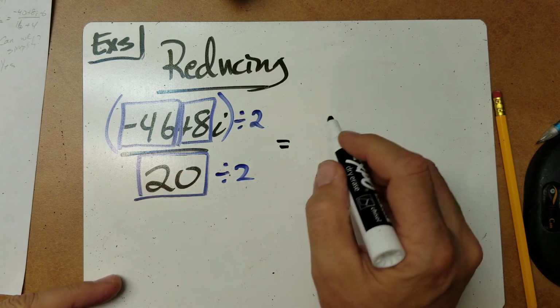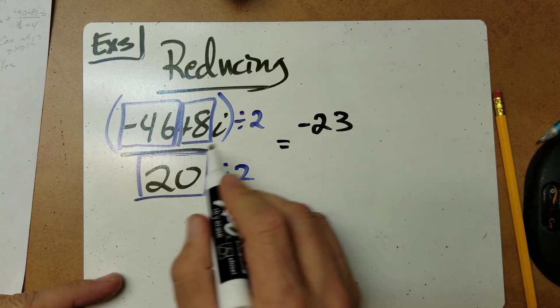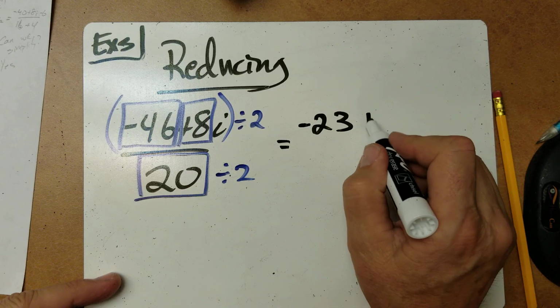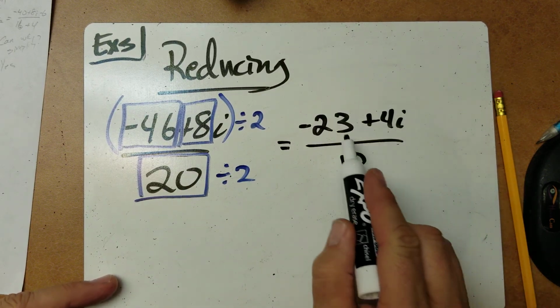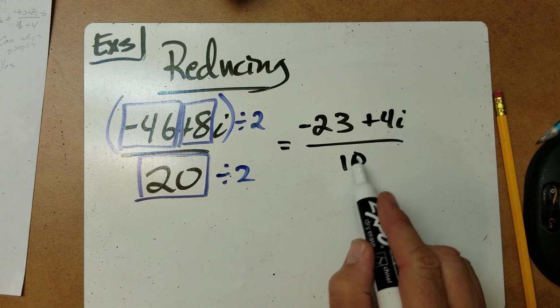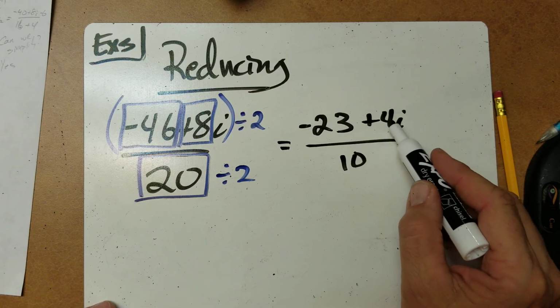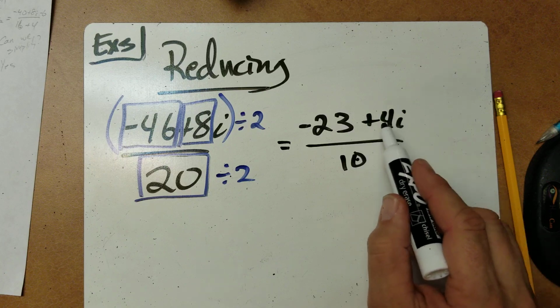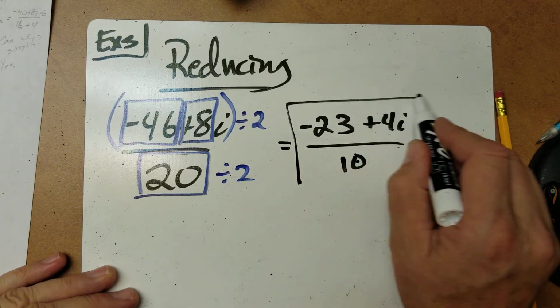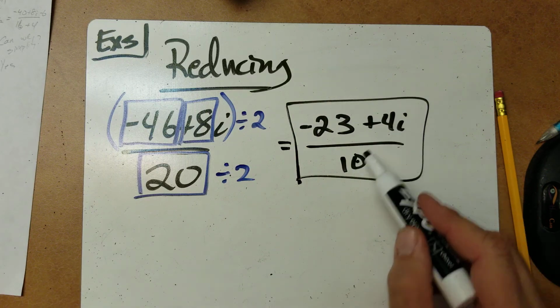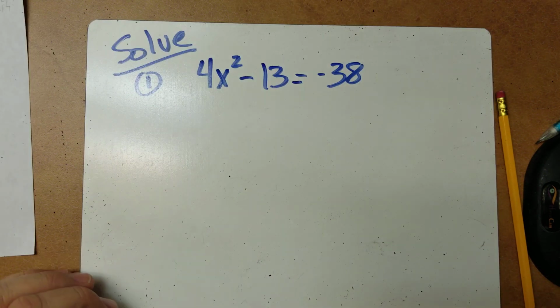I get negative 46 divided by 2, which is negative 23. I have this plus 8i divided by 2. That's plus 4i. And I got 20 divided by 2, and that's 10. Now look again. Can I reduce these 3 numbers? The answer is no. I could reduce the 4 and the 10, but I can't, right? Because this 23 is messing everything up. So this is my final answer. Do not cross those out and simplify.